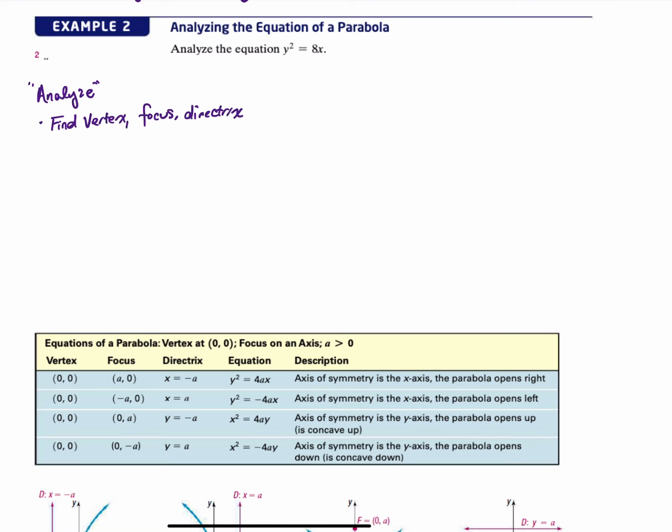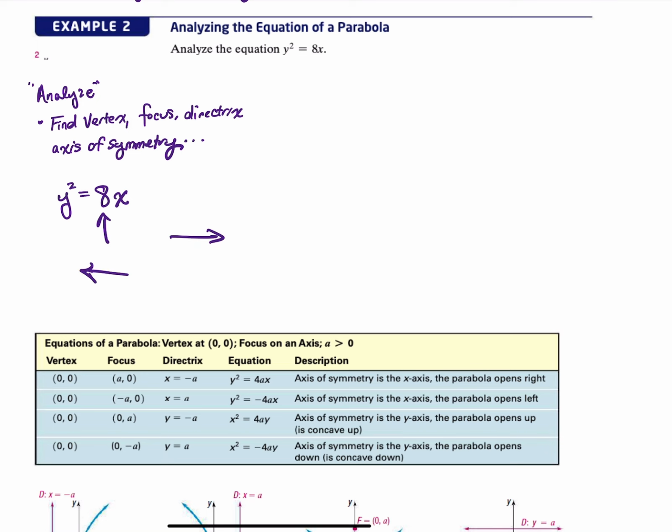We could also be asked for the axis of symmetry, or those two additional points on the parabola. So we're given y squared equals 8x. So it looks like our previous form. I'm expecting some parabola opening to the right, most likely, because this is positive. If this was negative, that would tell me that it opens to the left. This will open to the right.